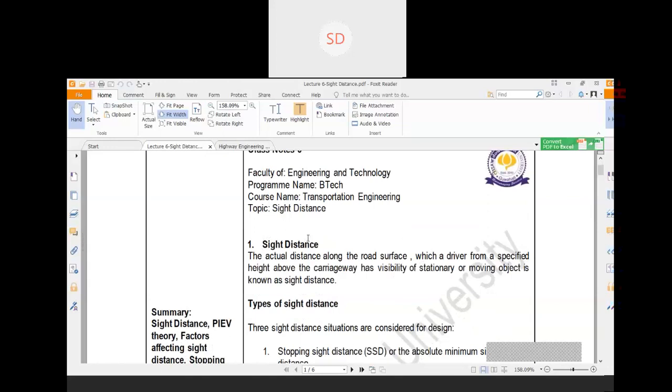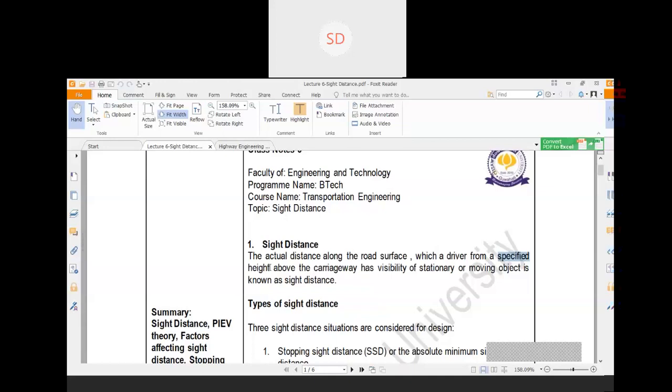Now sight distance, as we have already discussed many times, is the distance visible ahead of a driver. The actual distance along the road surface at which a driver, from a specific height above the carriageway, has visibility of a stationary or moving object is known as sight distance. One thing you can notice in the definition is "a driver from a specified height."